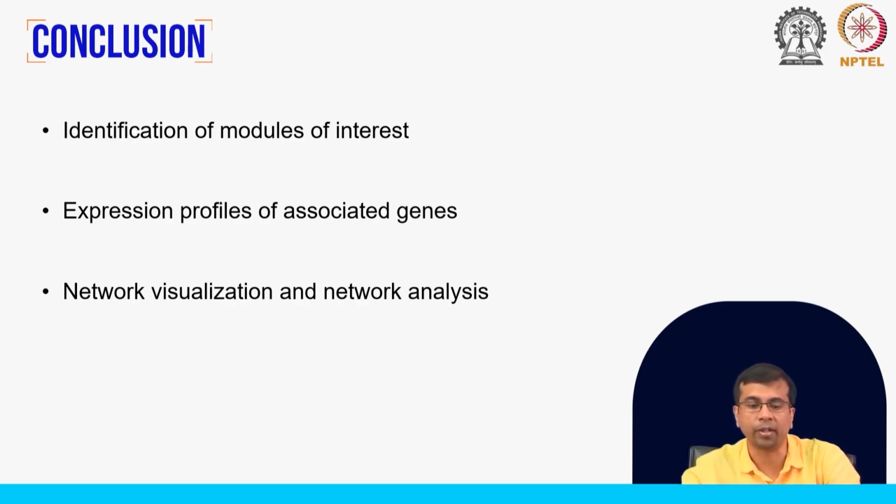We could separate out the expression profiles, and then we have seen some of the visualizations. Of course, we have not seen the network visualization, but we have seen the modules, and we have identified some of the modules of interest. But something that you can do is the network visualization and network analysis, which will be the further steps, because this will give us an idea about the network properties, how the centrality measures, etc., are changing between normal and cancer sample.